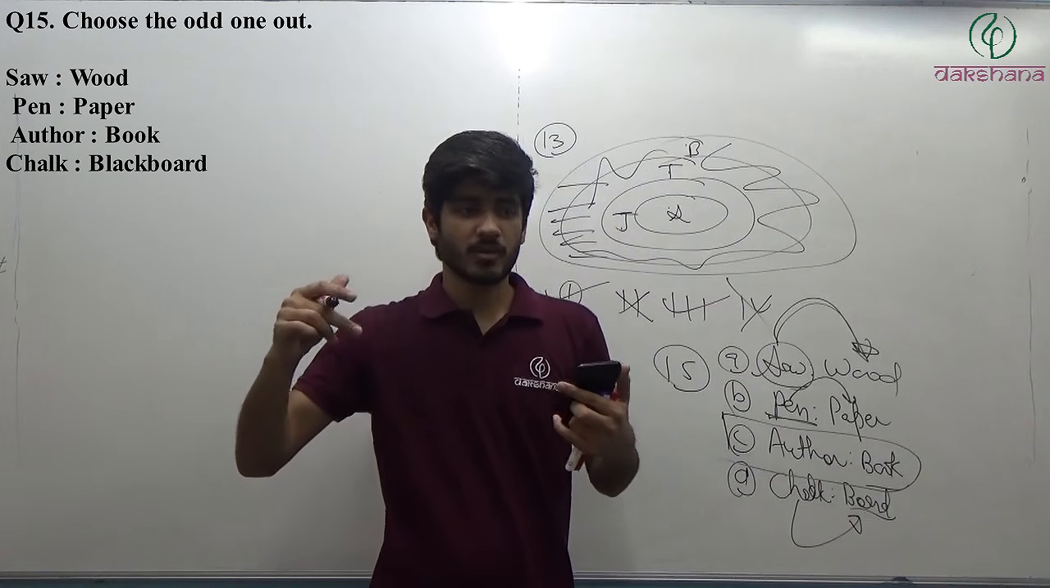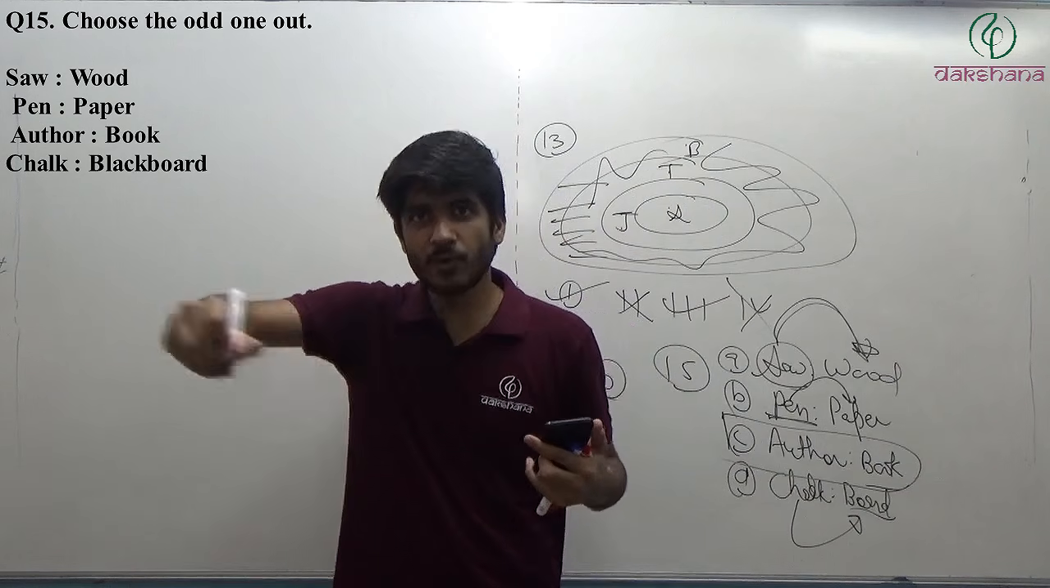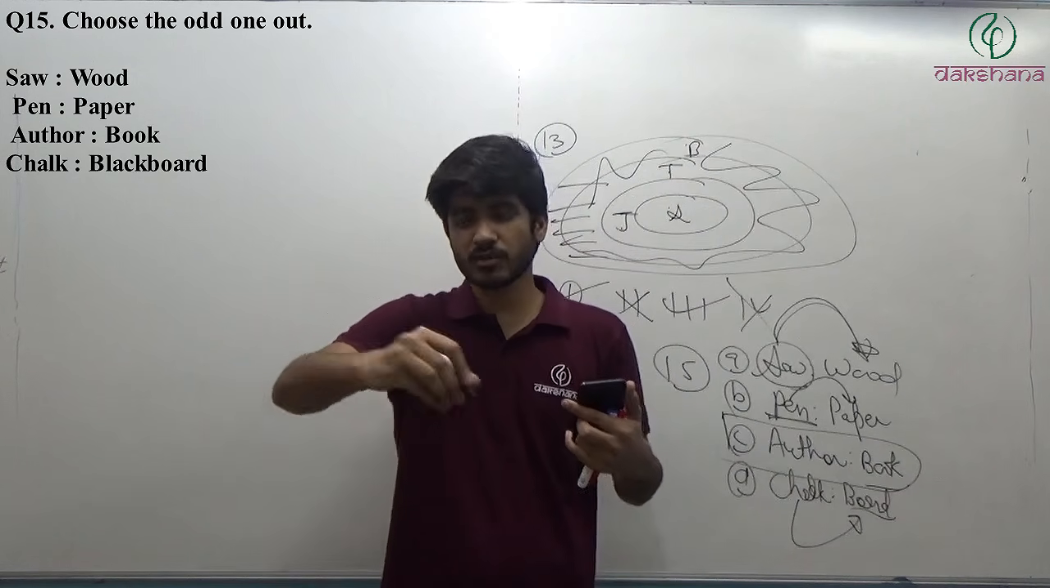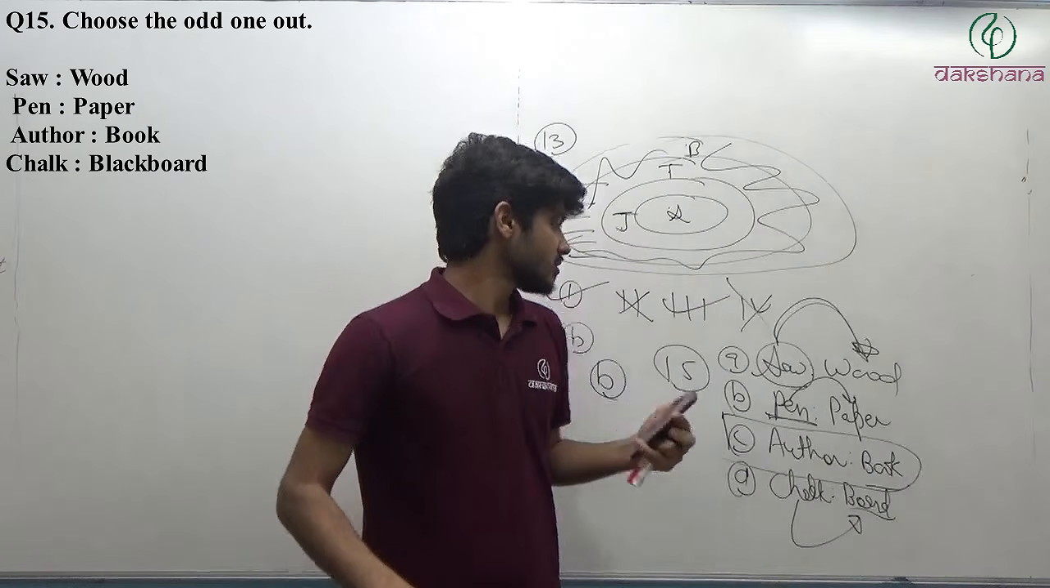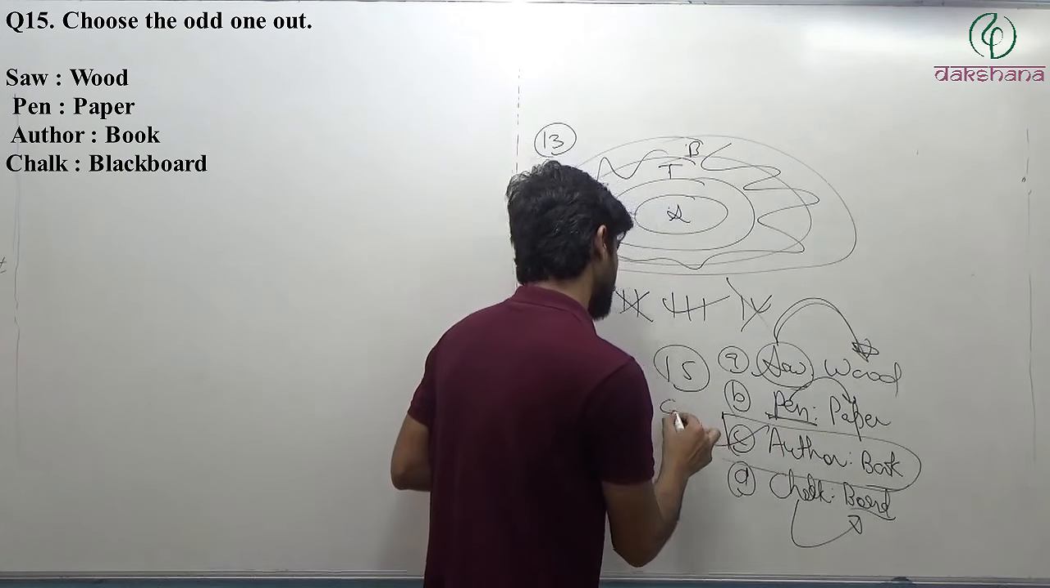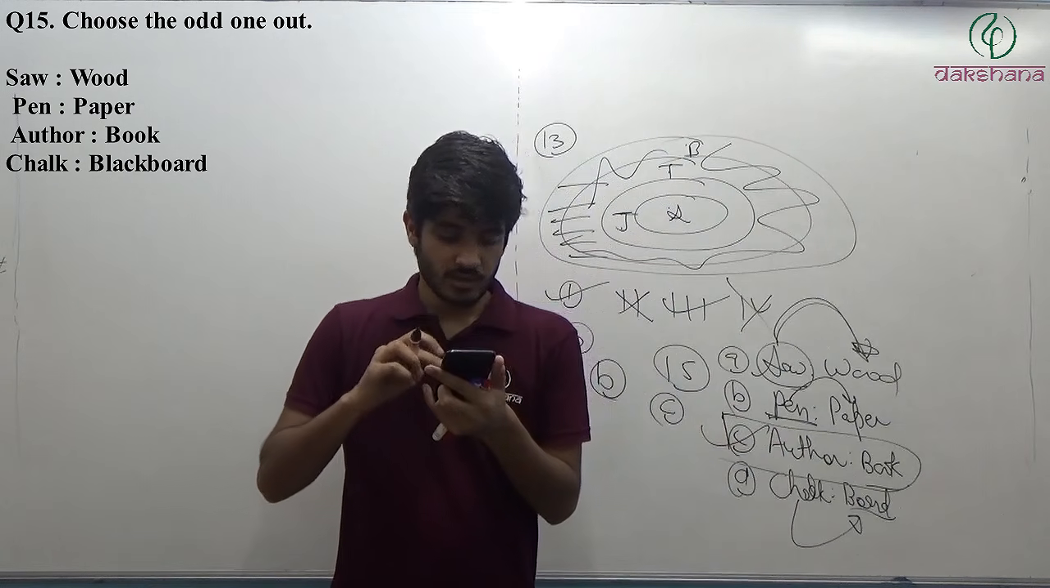He writes the book, but it's not something with the help of which you actually work on the book. So option C is the odd one out. The right option would be option number C.